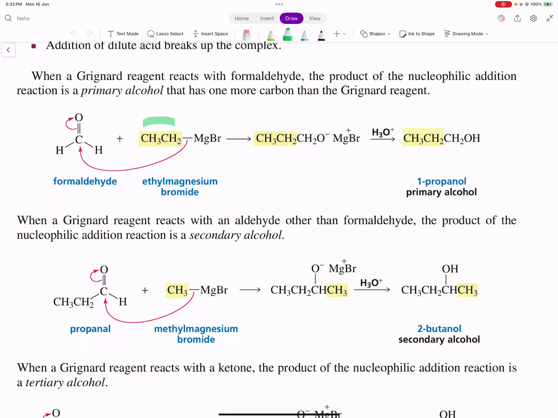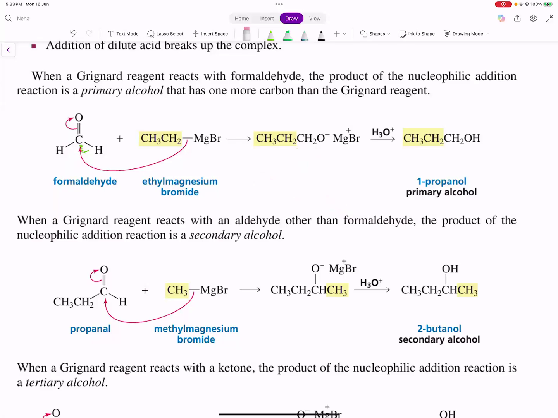See, this is the negative, right? So this has attacked this carbon. Actually, she has drawn it like this. It will be CO minus, C and then O minus. Okay, got it, just alcohol.